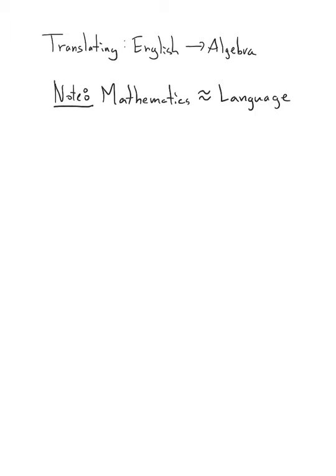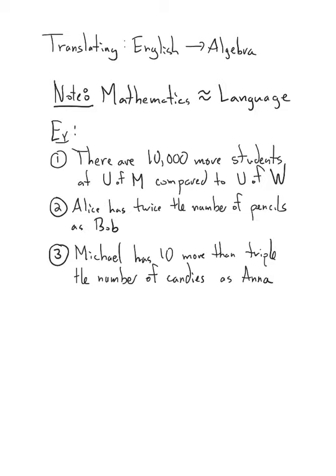So I will give you a few phrases, and then let's see if we can write it in the language of algebra. So the phrases are, so here they are. The first one, there are 10,000 more students at U of M compared to U of W. So let's translate that one into mathematics.